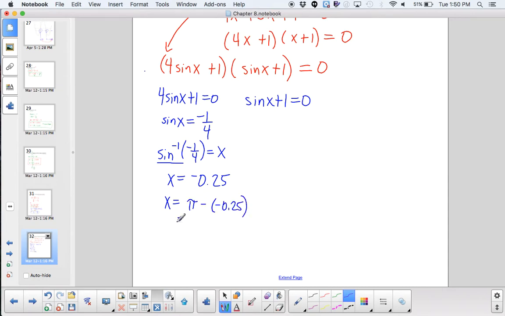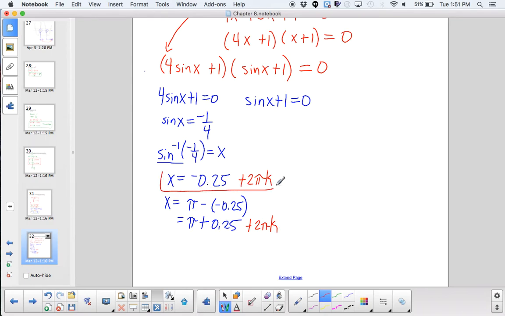Okay, which in this case would give us... actually, it's fine to leave it like that, but let's just write it as pi plus 0.25. Okay, and so both of those need to become equations. So we say plus 2 pi k, plus 2 pi k.